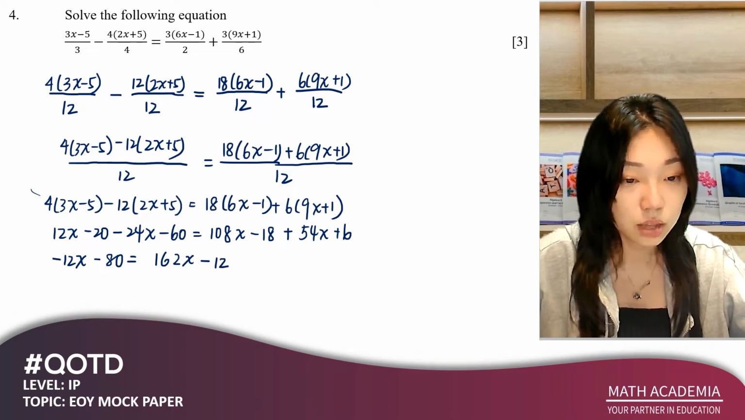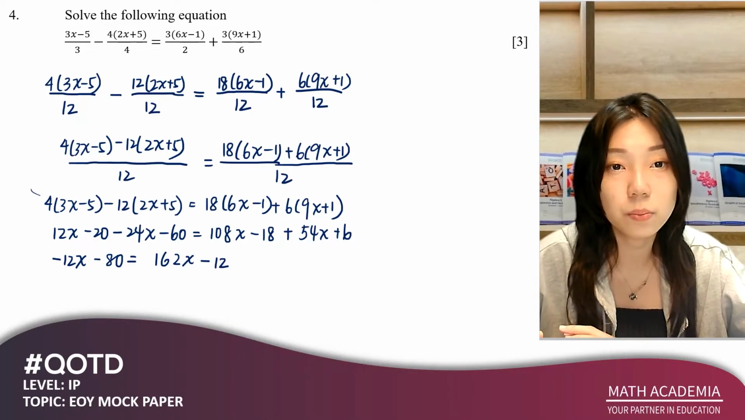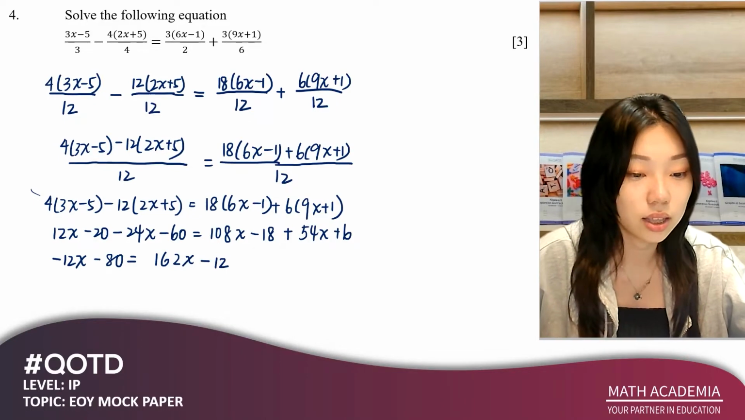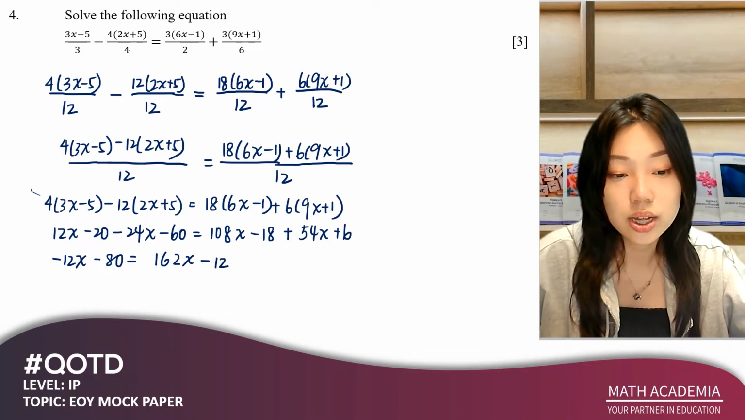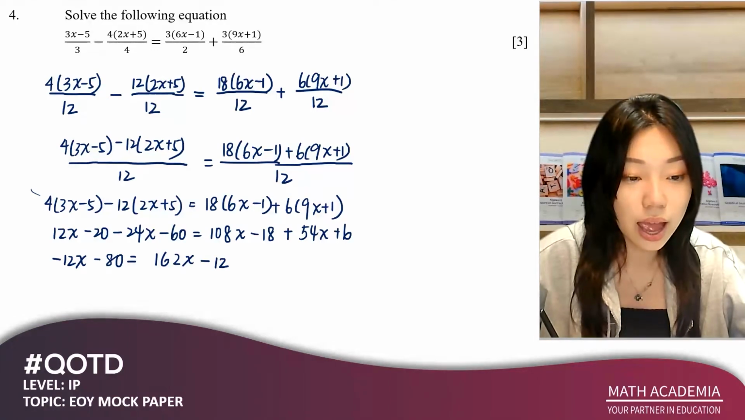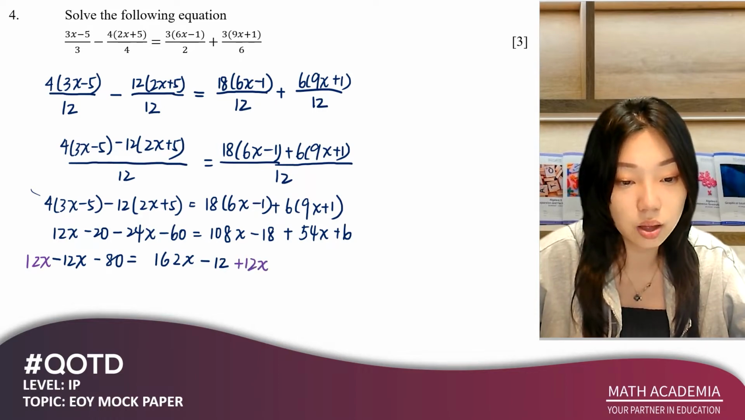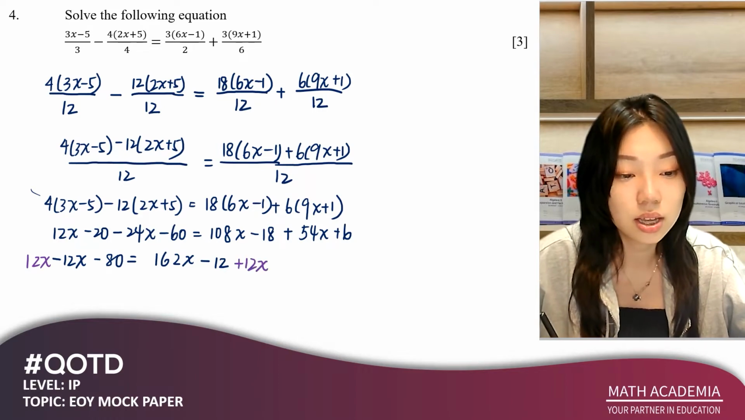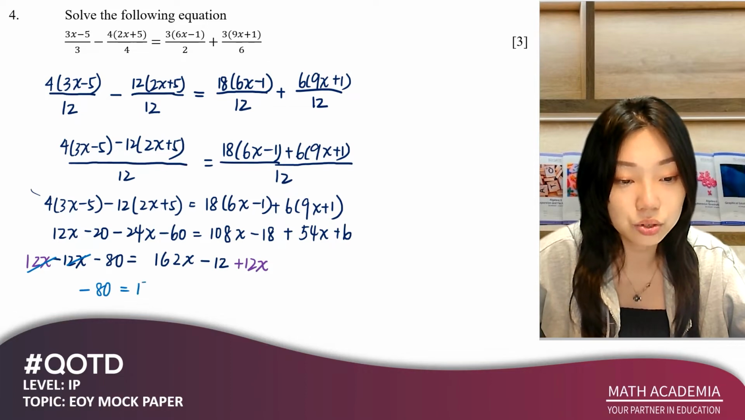Okay, from here, I would isolate all of my terms with x on one side and my numericals on the opposite side. So I would bring my negative 12x to the right hand side. To do that, I need to add 12x on my left hand side and add 12x on my right hand side. This negative 12x plus 12x will cancel out. I would have negative 80 equals to 174x minus 12.